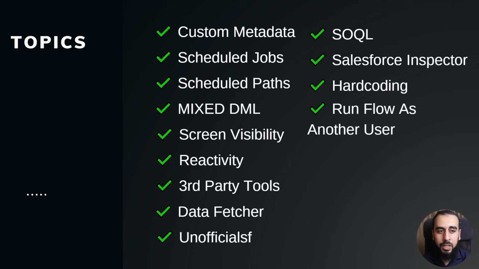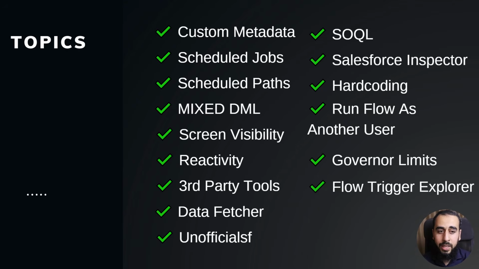We'll look at how we can run a flow as another user in order to test with the permissions and sharing of that user. We'll talk about governance limits, of course, like how to avoid governance limits, how to build efficient and performant flows. We'll look at Flow Trigger Explorer. This is a way to order record triggered flows, which one runs before the other.